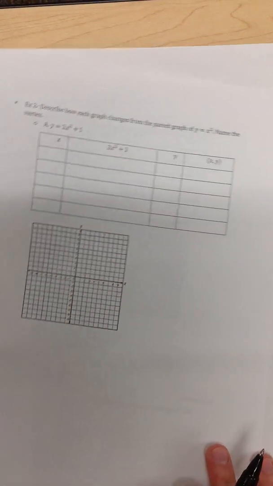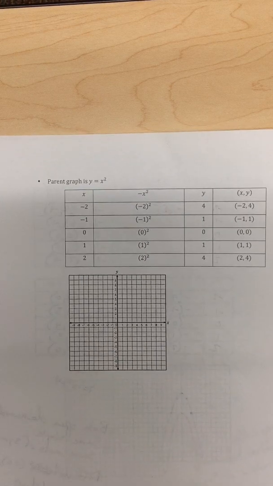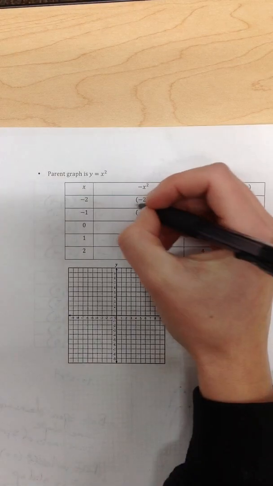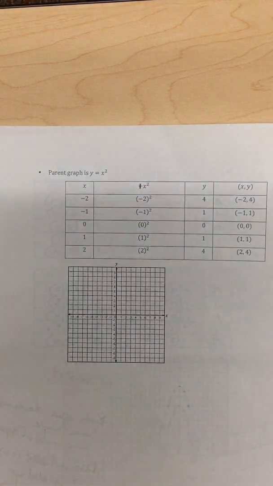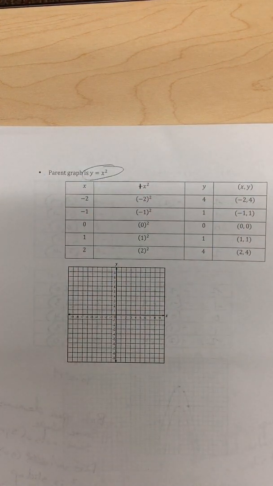All right, try another one here. Ooh, parent graph. Okay, so what the parent graph is, it's the simplest form of the graph. And we talked about this before, where it was in the most simple form possible. And this should actually be positive x squared. So our parent graph is always going to be y equals x squared, and that's the simplest form of the graph, the one that they use the most common.